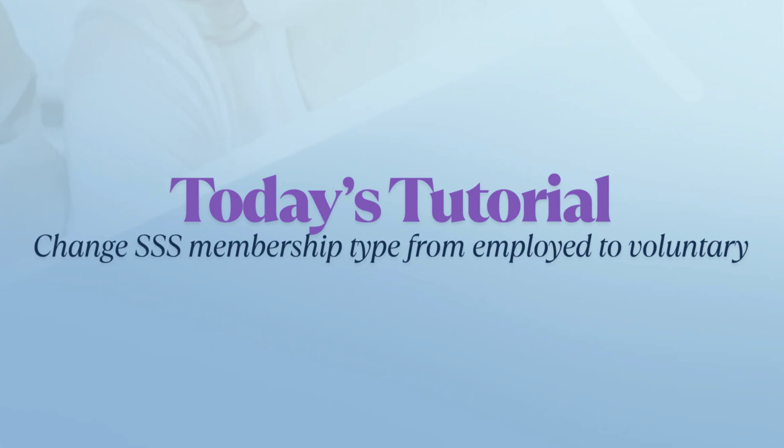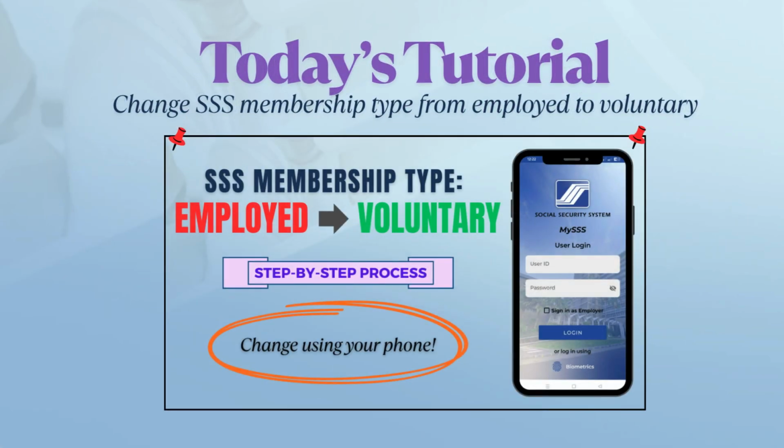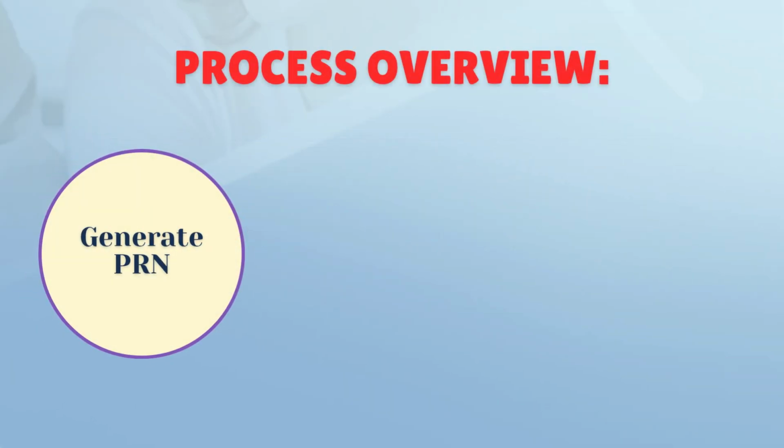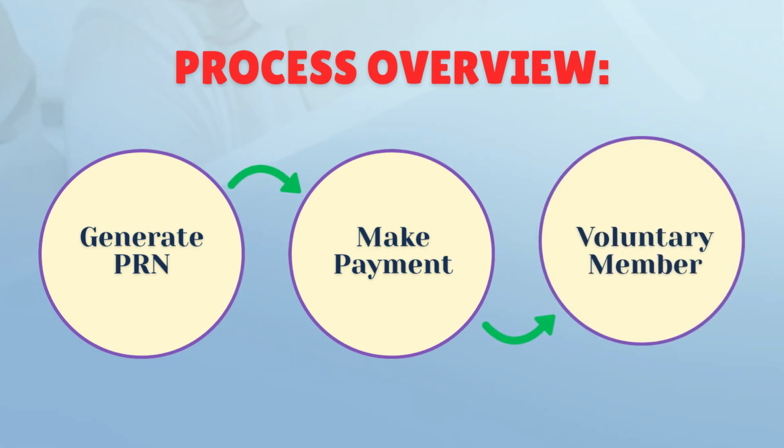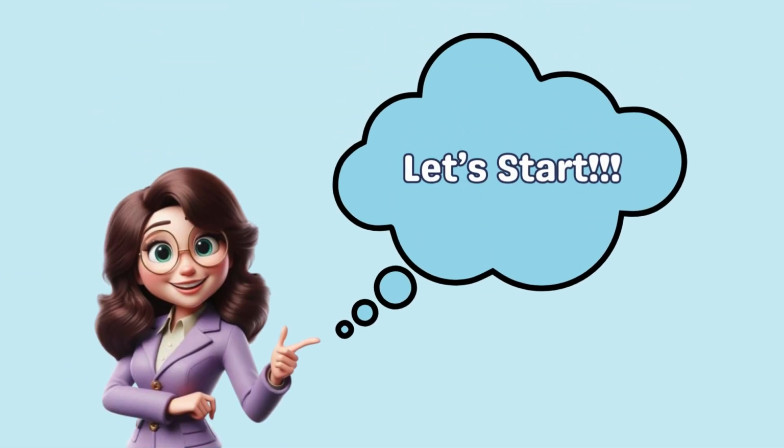This is Daisy at ngayong araw ay isi-share ko sa inyo ang step-by-step process kung paano palitan ang SSS membership type from employed to voluntary using only our mobile phones. So sa video na ito, magge-generate tayo ng PRN at babayaran natin ito para ma-convert ang ating SSS membership type from employed to voluntary. Tara, simulan na natin!